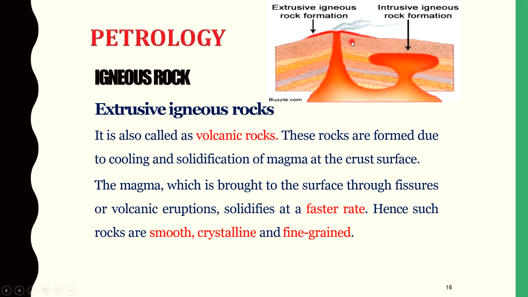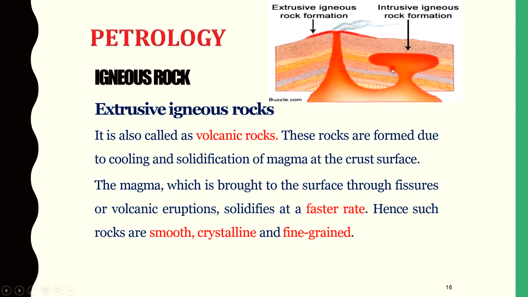So this is a crust surface. The magma which is thrown to the surface through fissures or volcanic eruptions solidifies at a faster rate. Hence such rocks are smooth, crystalline and fine grained. So what is the main difference between intrusive and extrusive rock? Intrusive rocks form below the country rocks. Extrusive rocks form at the crust level of a magma.